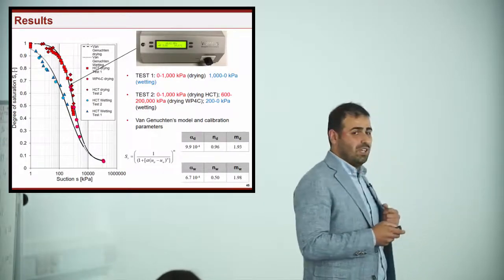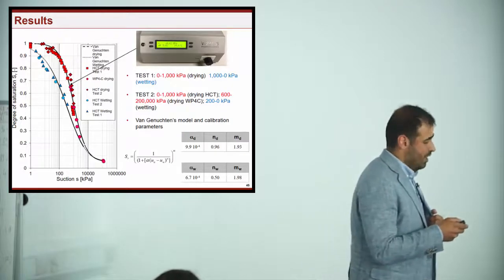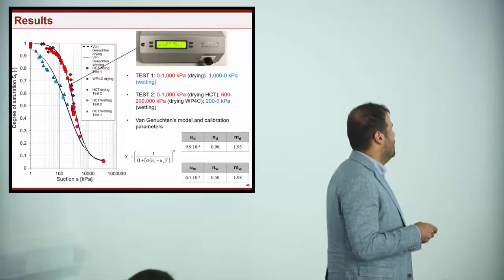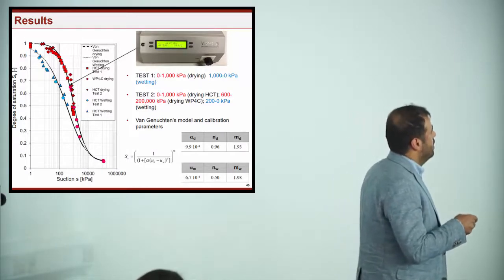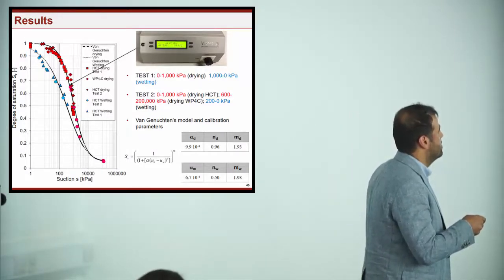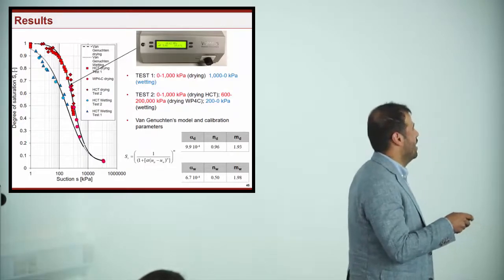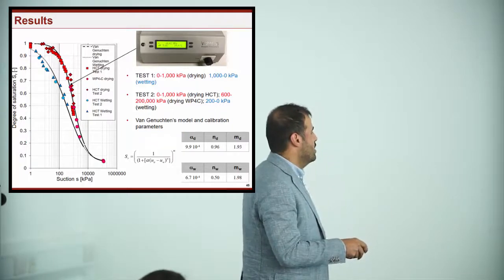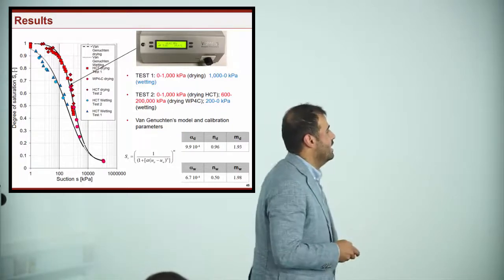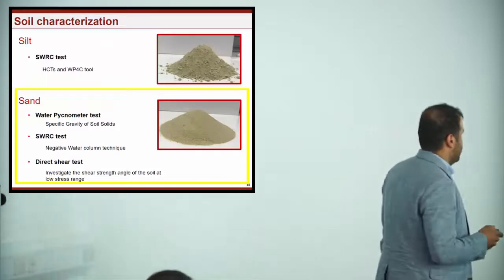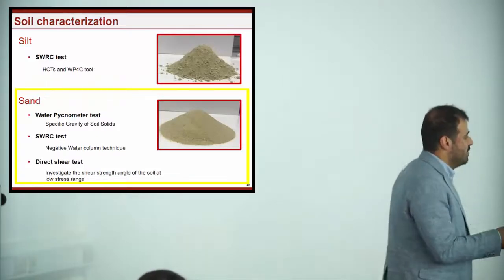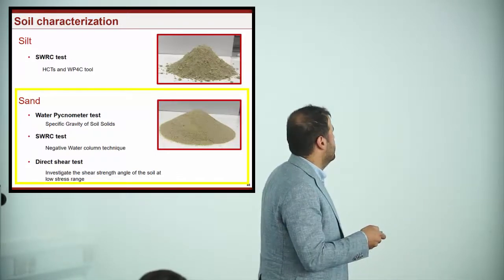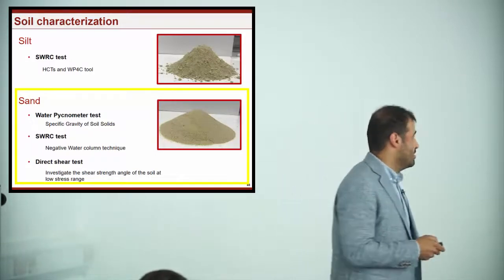In this case we are talking about total suction, but we are making the assumption that the osmotic component is negligible, and that is validated when we can see here that the results of the tensiometers and the WP4C apparatus were almost the same. So in this way we could arrive up to the residual degree of saturation, starting with the wetting again. So we could characterize the water retention behavior and achieve the Van Genuchten parameters in this case. For the sand, the results were different.